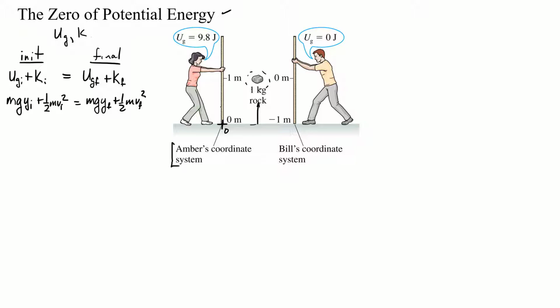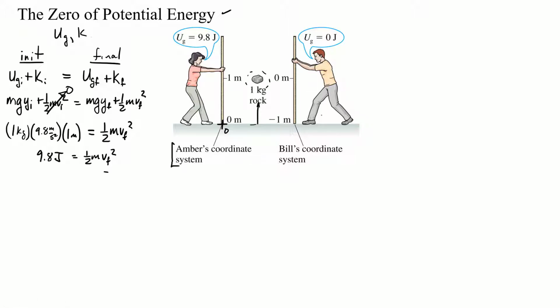Now I can think of, well, in her coordinate system, my initial velocity is 0. It started from rest, so that whole term is going to 0. And my initial height is just 1 meter, so this ends up being 1 kilogram times 9.8 meters per second squared times 1 meter. And this is going to equal 1/2 m v final squared. And this is just 9.8 joules, right, is equal to 1/2 m v final squared. So we could plug in 1 here and take the square root and figure out v final. But essentially, she's figured out v final.